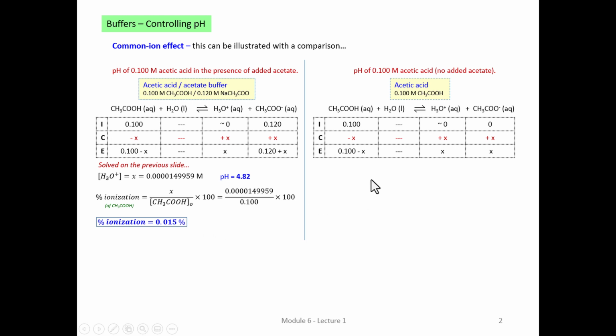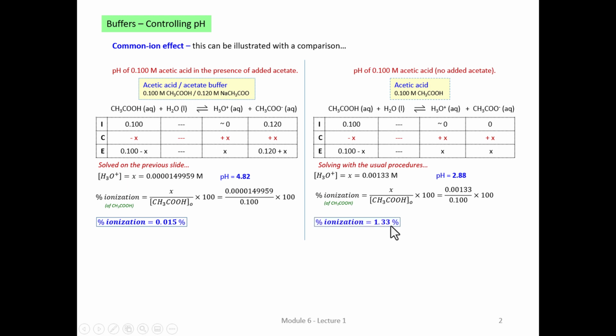Well, let's look at what we get on the right. Solving with the usual procedures, we'd find out that X is much larger and the pH is lower in this case, and therefore the percent ionization is higher. Now, it's nothing to write home about. 1.33%, acetic acid is a weak acid, but it's certainly much bigger than the percent ionization of acetic acid in the presence of added acetate.